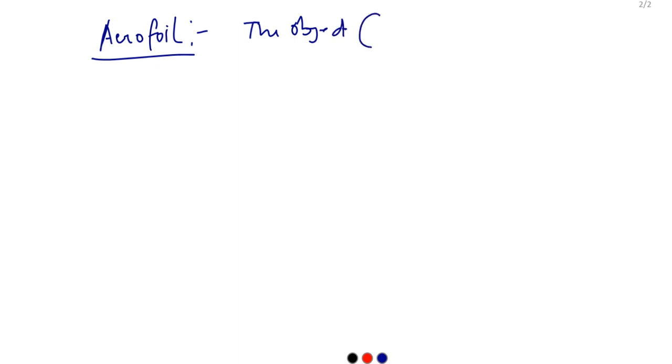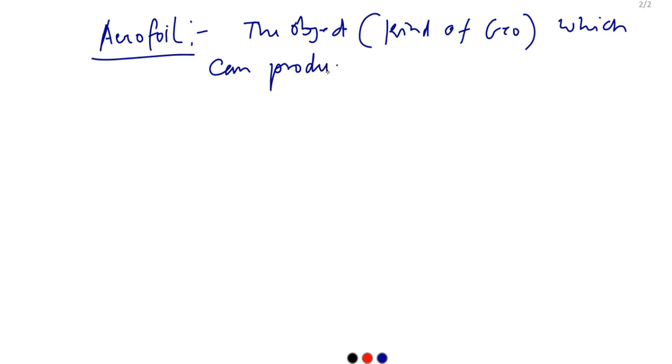First of all, let us understand what is an aerofoil. What is an aerofoil? The object or a kind of geometry, you can write, the object which can produce an aerodynamic effect. Aerodynamic effect.